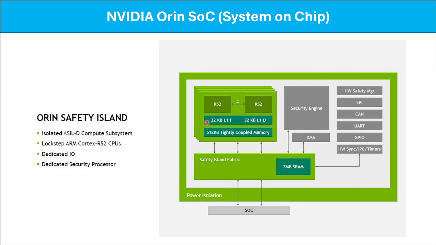Also divided L1 cache, 32 kilobytes, for instruction and data, and 512 kilobytes of tightly coupled memory, safety island fabric. It sounds familiar, but I'm not sure. And security engine, DMA, direct memory access, and we see that we have different kinds of interfaces here: SPI, CAN, UART, GPIO, hardware sync, IPC timers. It's all part of the Orin Safety Island.